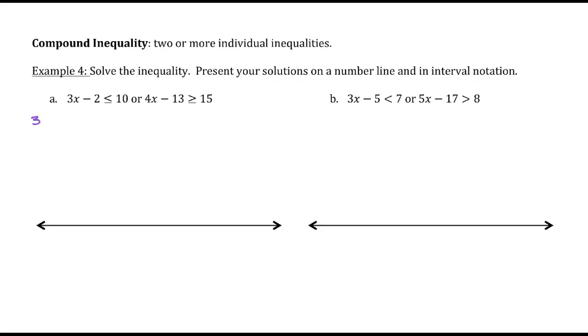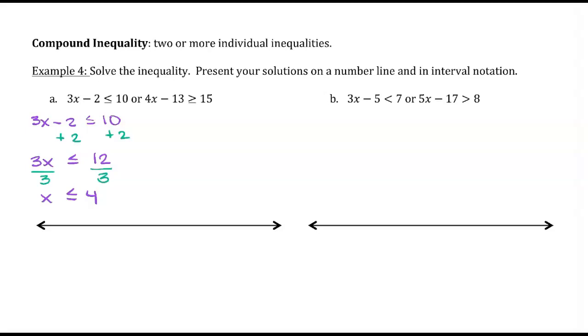First, we'll start with 3x minus 2 is less than or equal to 10. To isolate the x, we'll start by adding 2 to both sides. This leaves us with just 3x on the left and 10 plus 2, or 12, on the right. Dividing both sides by 3, we have x is less than or equal to 4.